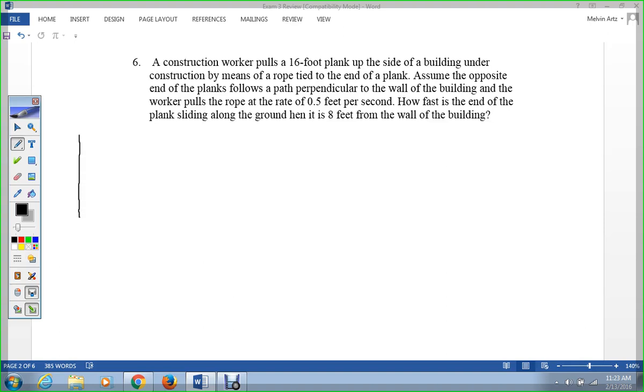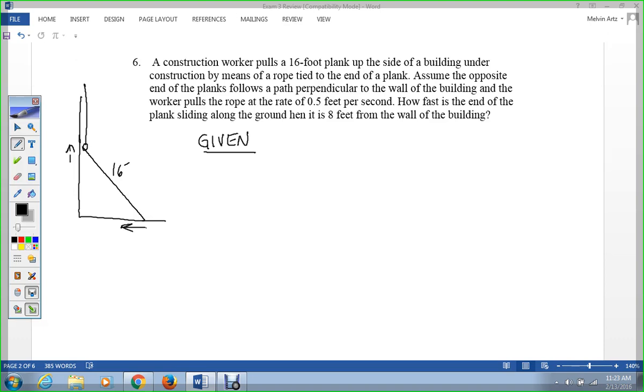So we have a plank being pulled up the side of the building. So here we have this rope, and somebody's pulling this up the side of the building. So this is moving up this way, and the bottom of the board is moving this way. So the given information, and there's one other thing I could list here. It's a 16-foot plank, so we can list that in our diagram.